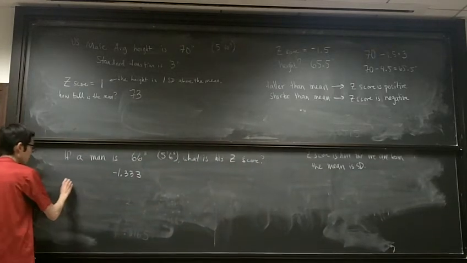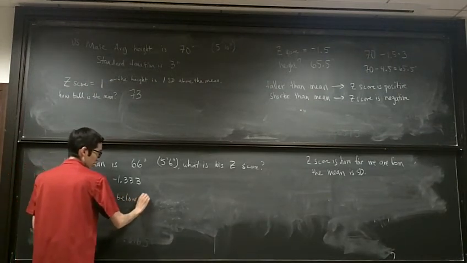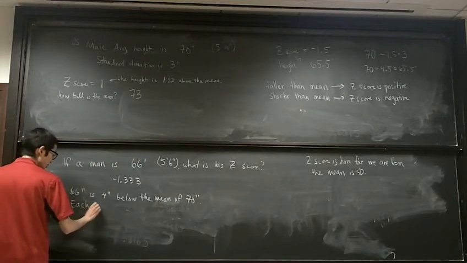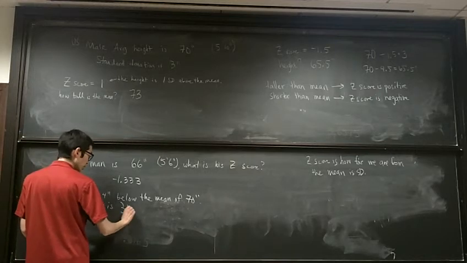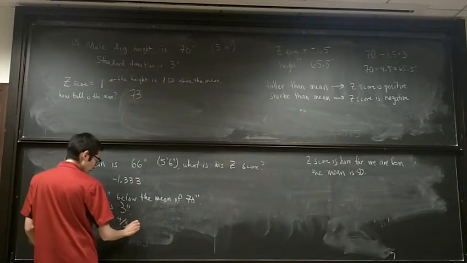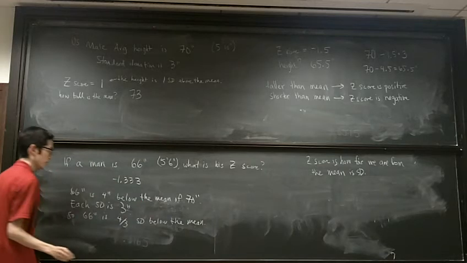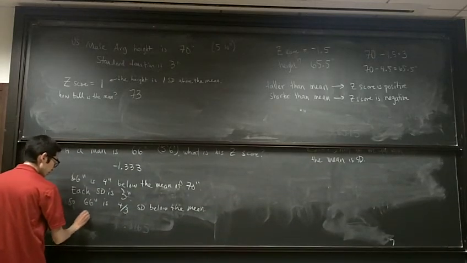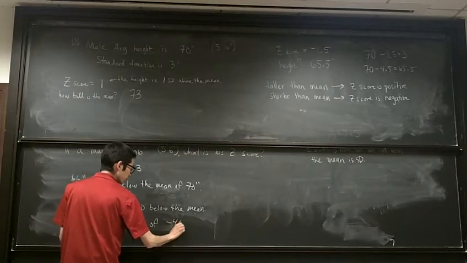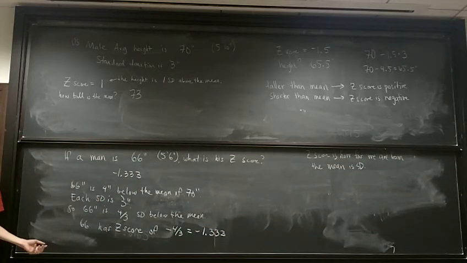So I'm going to just break this down. 66 inches is 4 inches below the mean, 70 inches, okay? Each standard deviation is 3 inches, okay? So 66 inches is 4 divided by 3 standard deviations below the mean. And so 66 has a z-score of negative 4 over 3, which is negative 1.333.